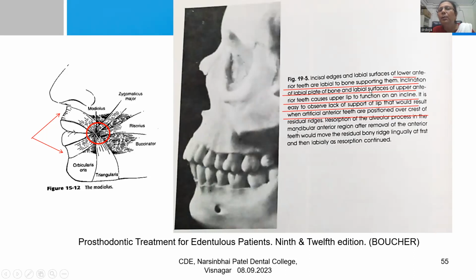Inclination of the labial plate of the bone and the labial of the upper anterior teeth causes the upper lip to function on an incline. It is easy to observe the lack of support of the lip that would result when artificial anterior teeth are positioned over the crest of the residual ridge. Resorption of the alveolar process, we will leave that, but we can simulate these things. These are the studies which are simulated in the construction of your complete dentures.